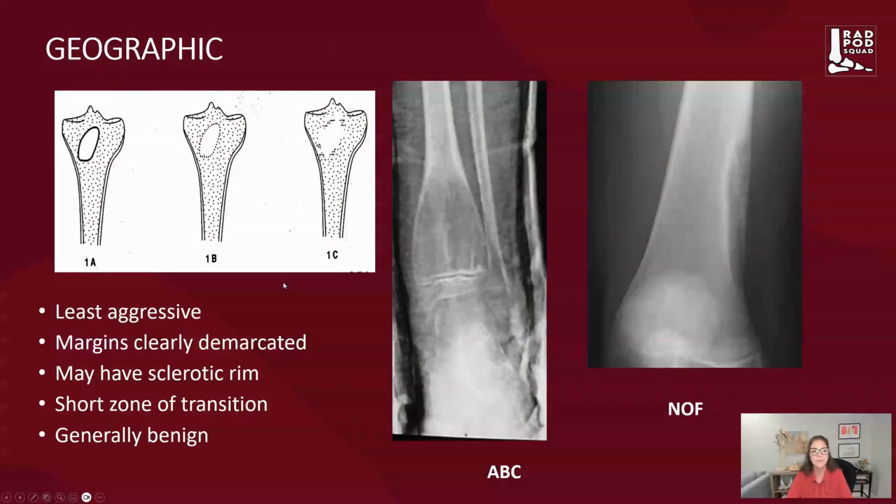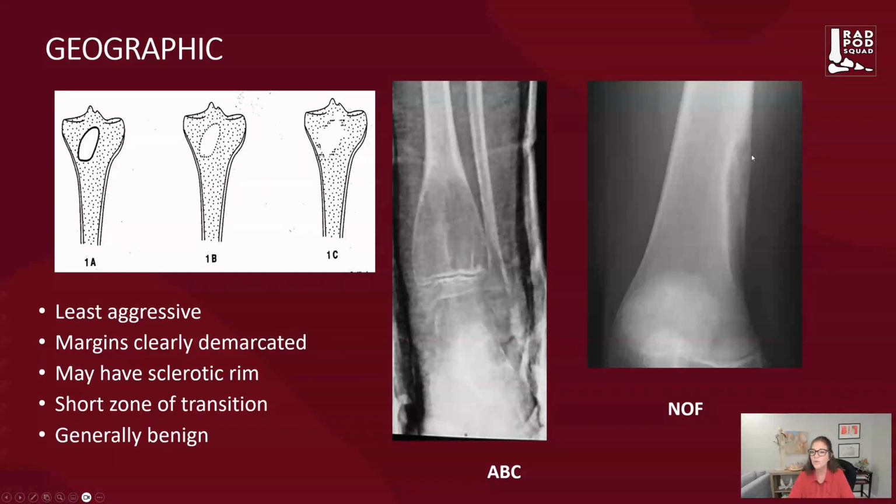To review our geographic lesions one more time, these are the least aggressive. They come in 3 flavors, 1A, 1B, and 1C, depending on how thick and well-defined your sclerotic rim around the lesion is. In a 1B, these are less well-defined. In 1C, they become even more irregular. And what we're seeing here is a lucent lesion that has some definition on the inferior aspect and no border superiorly. This is a 1B.